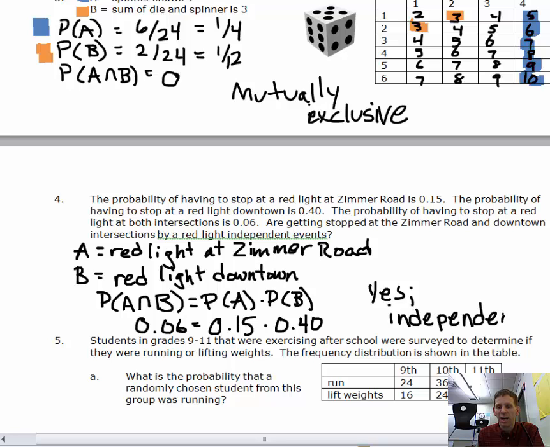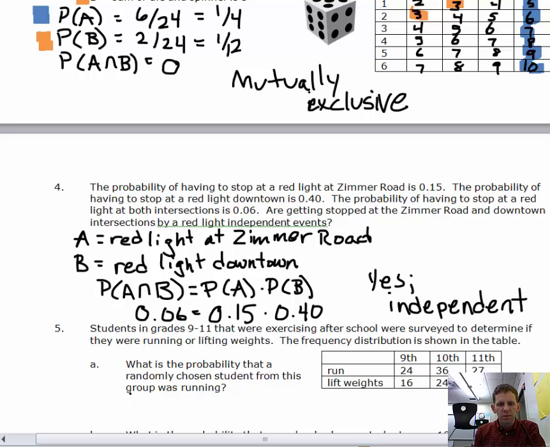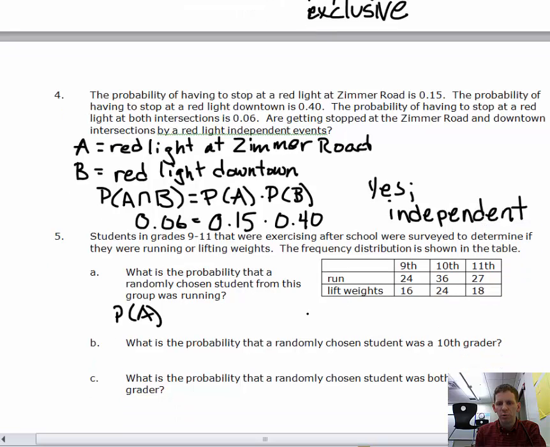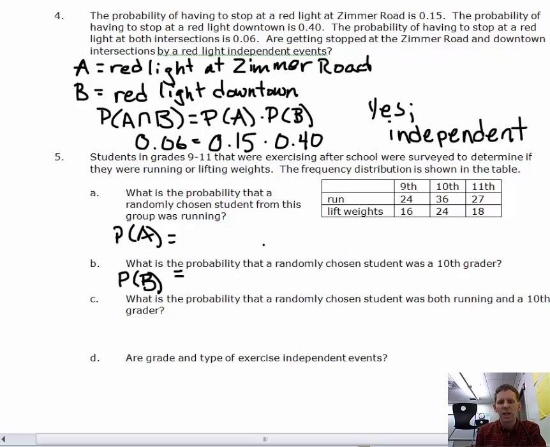In problem 5a, consider the probability that a randomly chosen student from this group was running to be the probability of A. And in part B, when the question asks what's the probability a randomly chosen student was a 10th grader, let's consider that to be the probability of B. What I'd like you to do is pause the video, find the probabilities for parts A, B, and C, and then use this information to answer part D, dealing with whether grade and type of exercise are independent events. Pause the video, we'll take a look at your answer in just a minute.